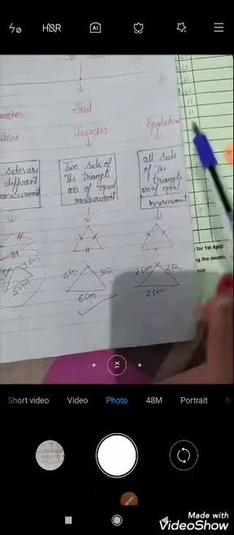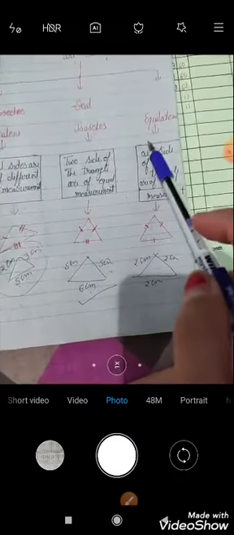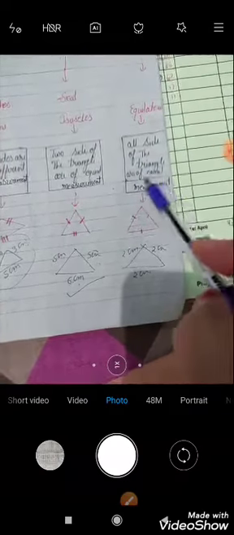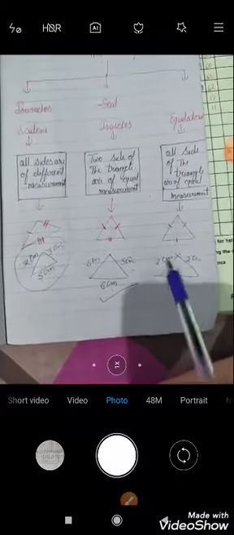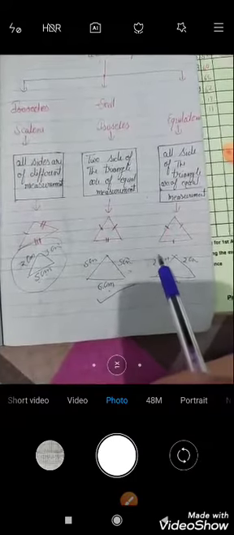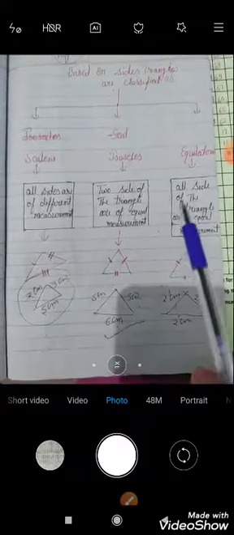Our third kind is the equilateral triangle. An equilateral triangle is a triangle in which all sides are of equal measurement. So if you have a triangle whose sides are all of equal measurement, then this triangle is known as an equilateral triangle. So here is a triangle whose sides are all of 2 cm measurement. So this triangle is an example of an equilateral triangle.